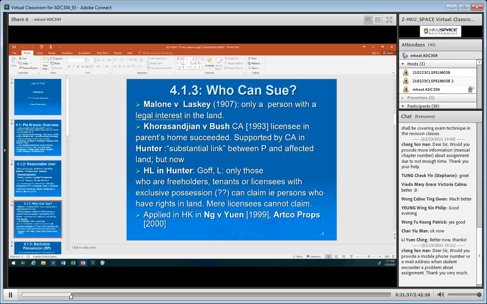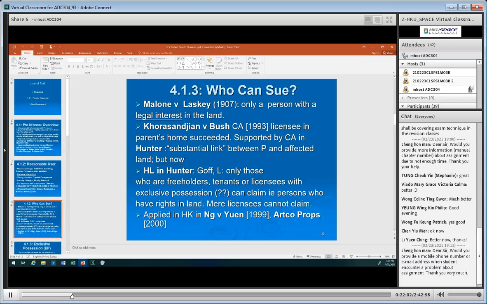And who are the people you're advising? Ian, Jack, and Leo. So do all those have a legal interest in the property? I think the answer is going to be pretty clear when you apply the test. So Malone v Lasky is the test. Only a person with a legal interest in the land can sue. Well, what do you mean by a legal interest in the land? Well, you either actually own it or you are a tenant.